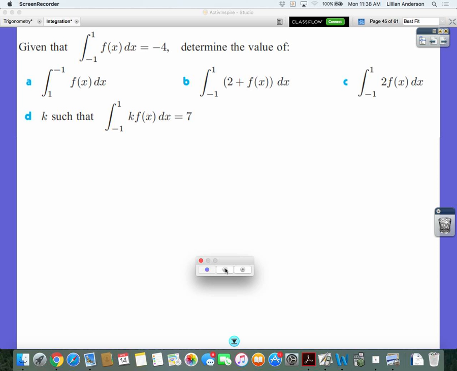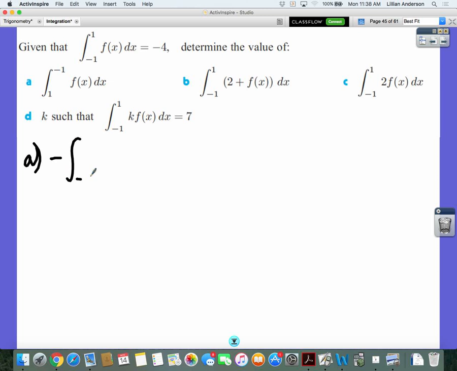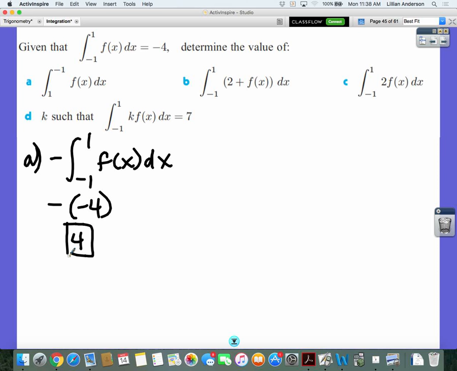Alright, so checking your whiteboards real quick. If you notice, A is an example of that property where the bounds are switched. So for A, flip the sign. If you just make it negative, it flips the bounds. So all you really are doing is negative, negative 4, which is a positive 4. Did you guys get that? Yes. Good stuff.